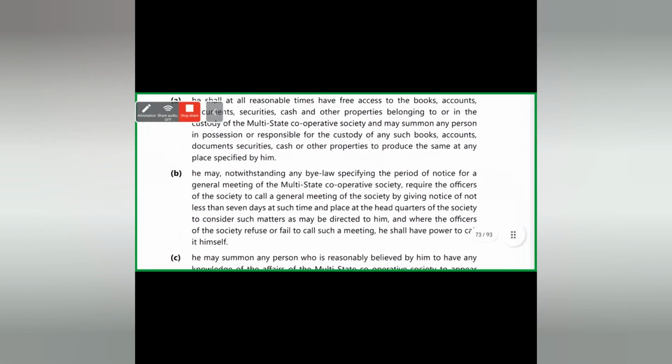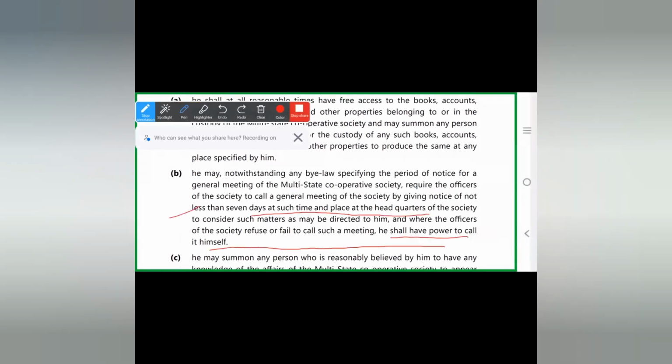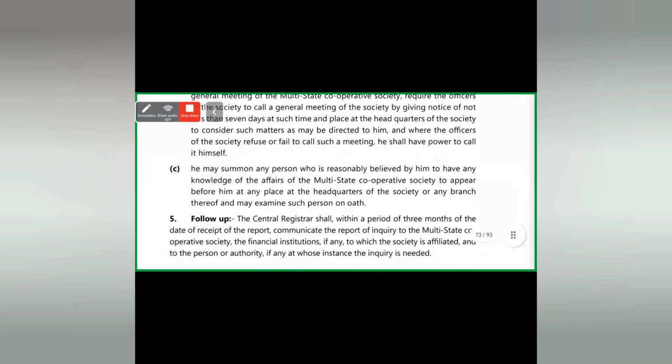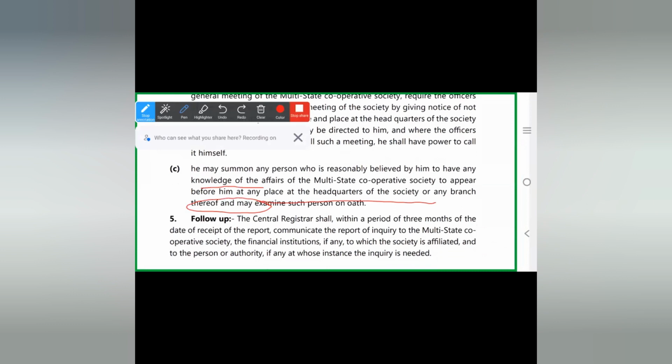Any bylaw specifying the period of notice for a general meeting requires the officer of the society to call a general meeting of the society by giving notice of not less than 7 days. Also, apart from this, he can summon any person who is reasonably believed to have knowledge of the affairs of the society.